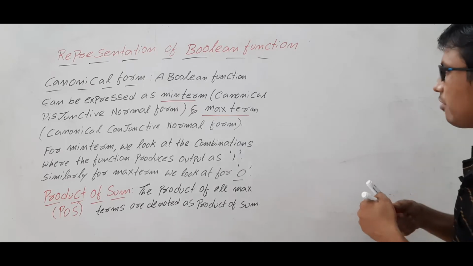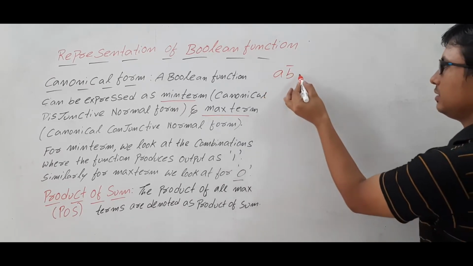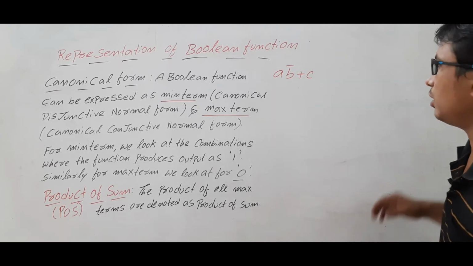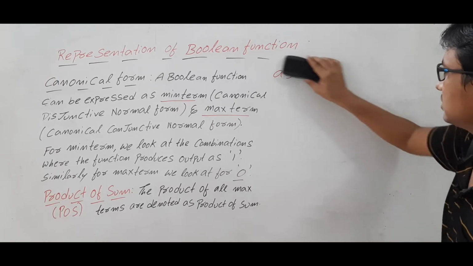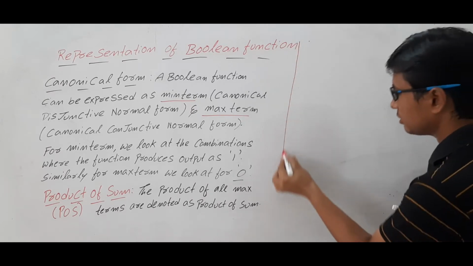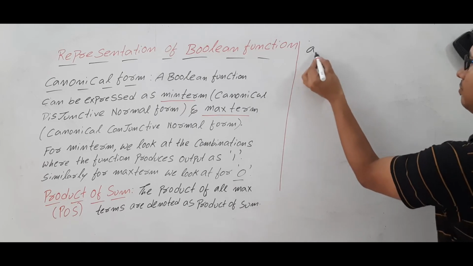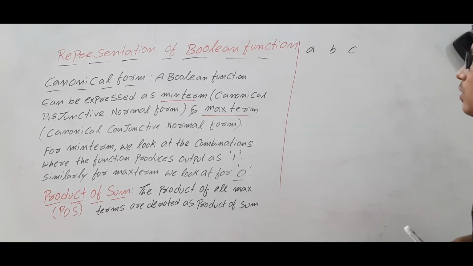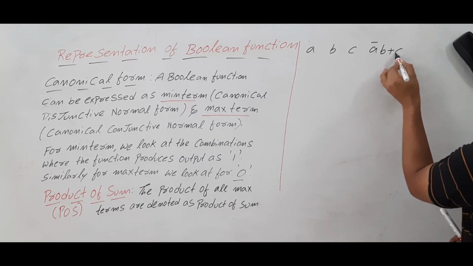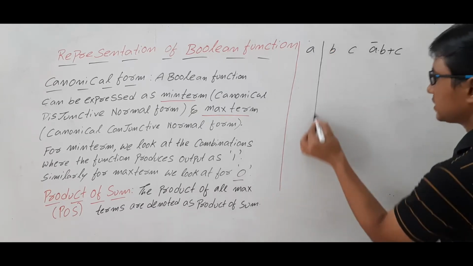Suppose I have a Boolean function, A complement B or C. This is the Boolean expression I have, and now I will discuss how to represent it. What variables are there? I have three variables, which are A, B and C. The expression we have taken is A complement B or C.